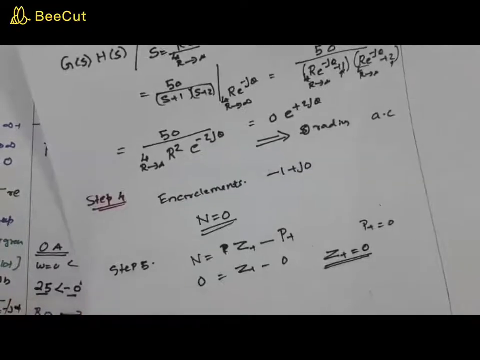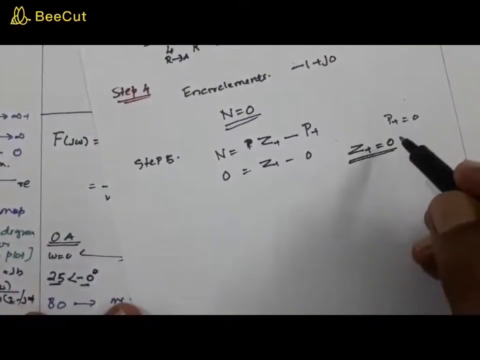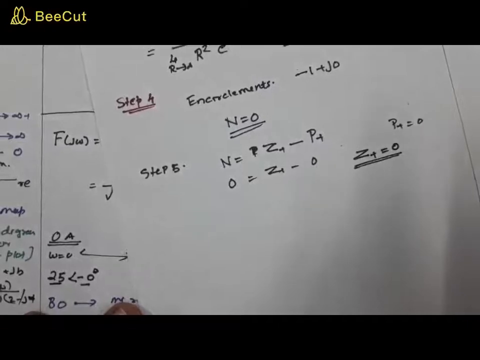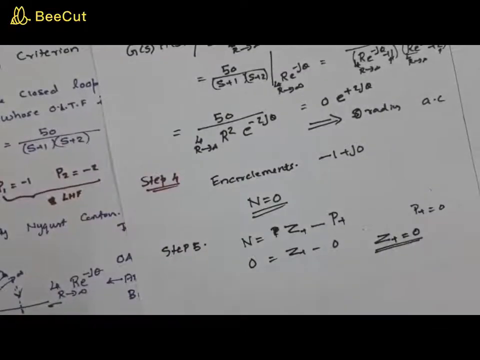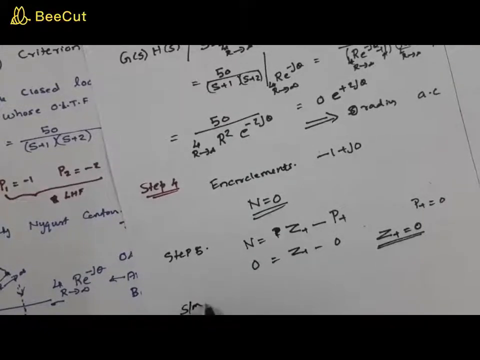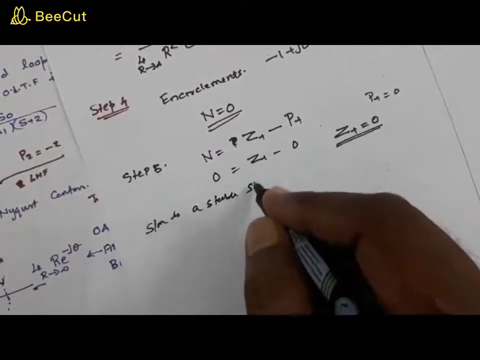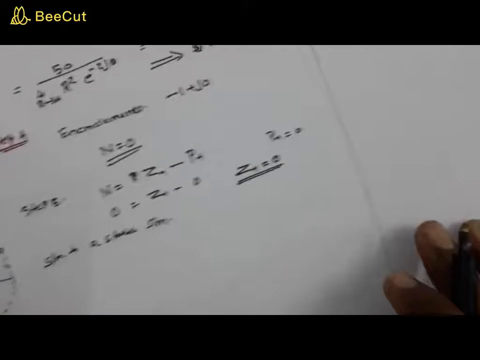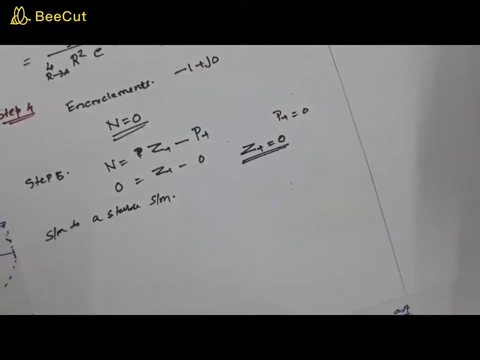Now for Z plus, that is what the Nyquist criterion says: for a system to be stable, Z plus has to be equal to 0. So what we did is we applied this principle of argument and then applied the criterion to arrive at the conclusion that the system is a stable system. Now let us see another simple system which is an unstable system.